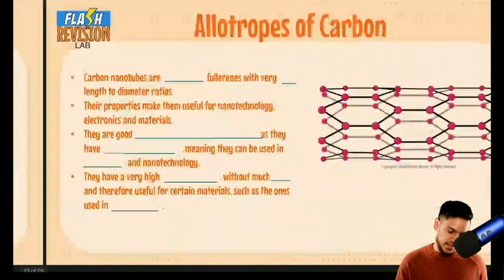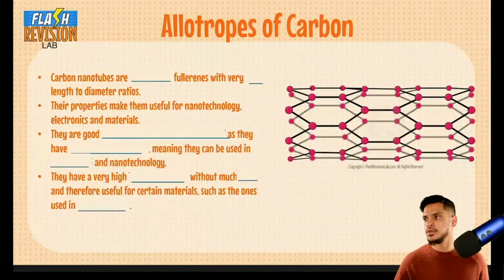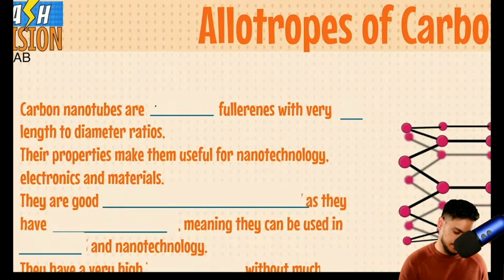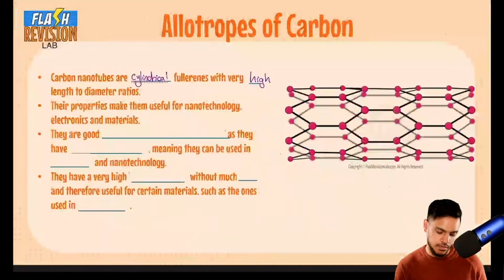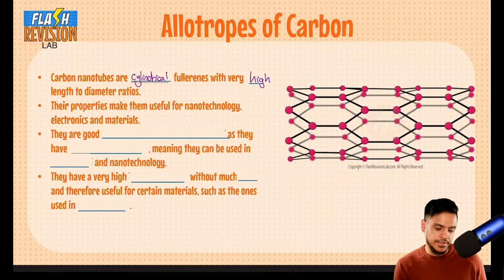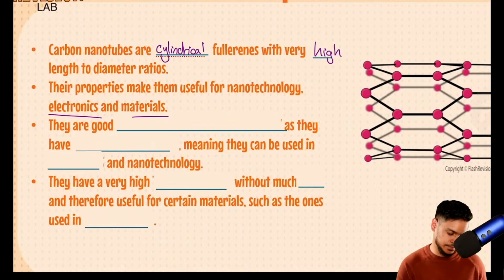Okay, and then the last one is nanotubes. Again, it's another type of fullerene, but these ones are cylindrical. Cylindrical fullerenes have a very high length, so they're quite long. They have high length to diameter ratios. They're used for nanotechnology, for electronics and materials. They're good conductors of heat and electricity.